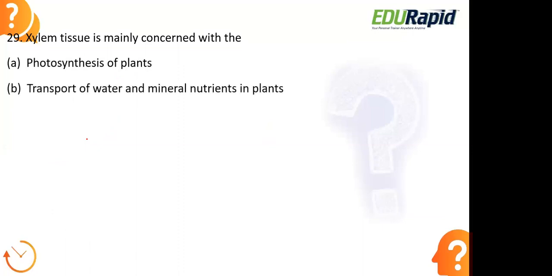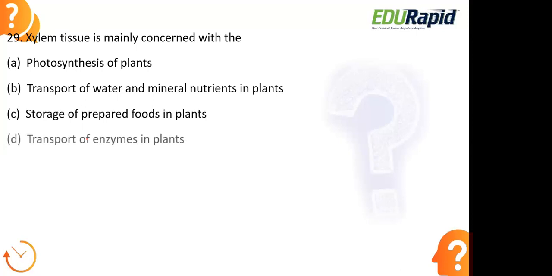Xylem tissue is mainly concerned with: the photosynthesis of plants, transport of water and mineral nutrients in plants, storage of prepared foods in plants, transport of enzymes in plants.